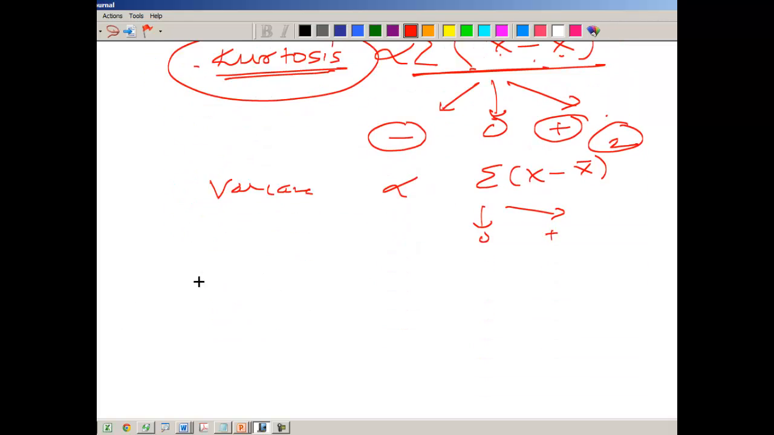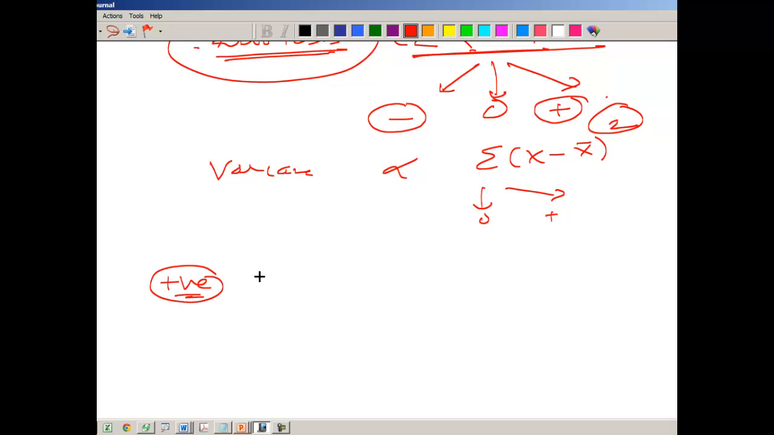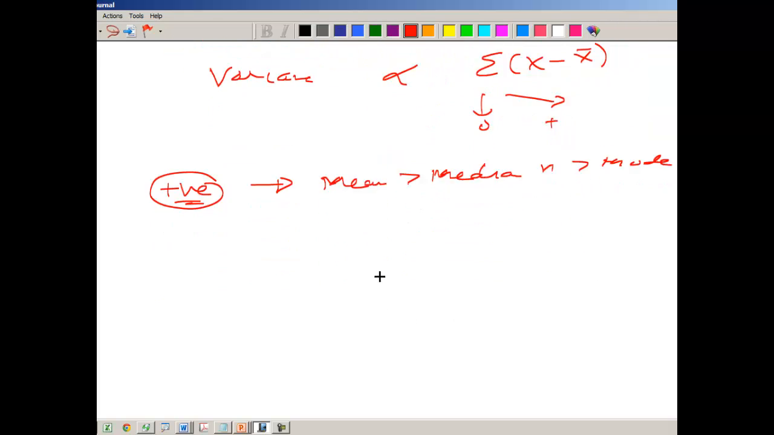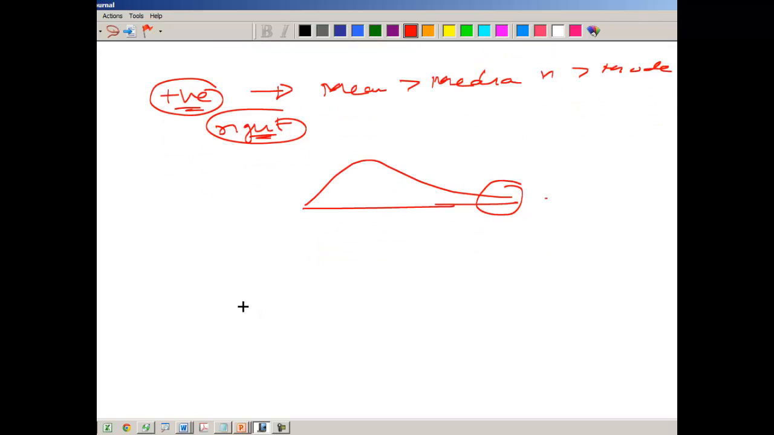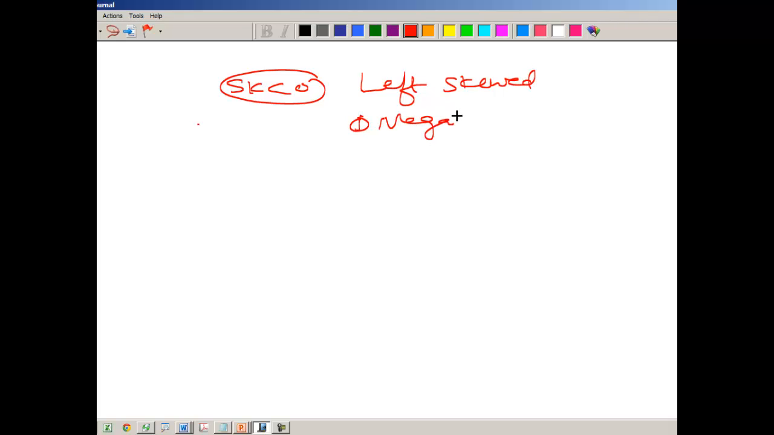So we have seen the positively skewed distribution. Just a recap: in a positively skewed distribution, your mean will be greater than median, which will be greater than the mode. The positively skewed distribution is also called a right skewed distribution because the skewness or the long tail is seen on the right side. Then, as we have seen, the skewness can be negative. These are called left skewed, or also the negatively skewed distribution.